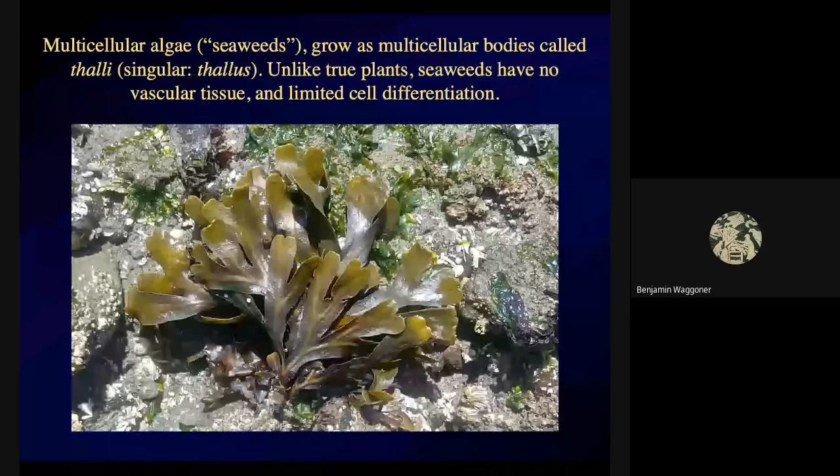Because they don't have the cell differentiation and structure, we don't call them leaves. We call them blades. The blades often grow from a stipe. That's the equivalent to a stem. And often the stem ends, or the stipe ends at a holdfast. You're looking at the holdfast of a brown alga right there.